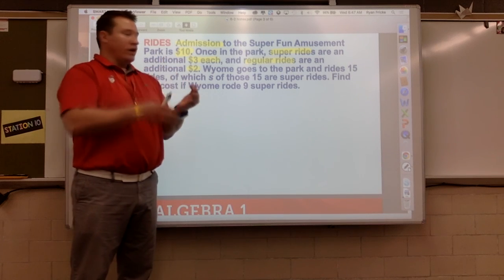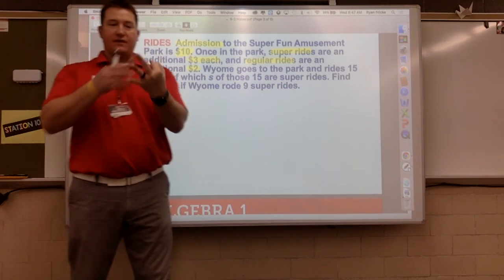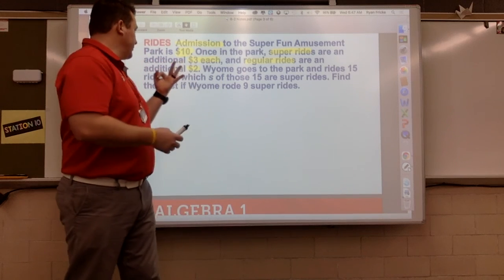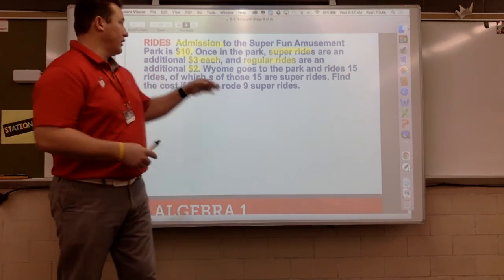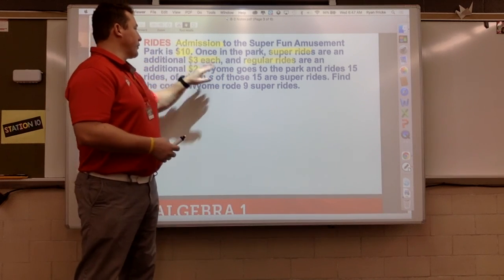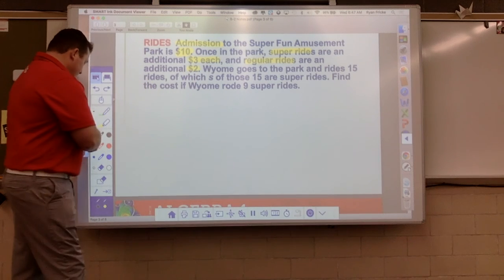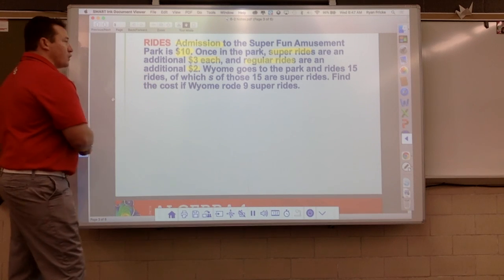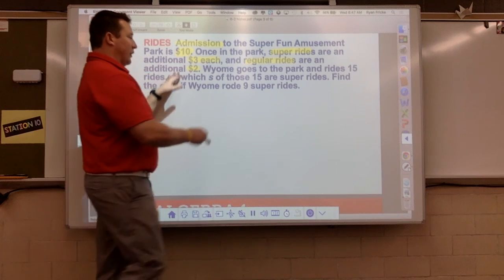So what are the 3 things that cost me money, right? Well, I've highlighted them up here. Admission, super rides, regular rides, okay? So we need to write expressions for each one of those. So admission to the park is 10, right?